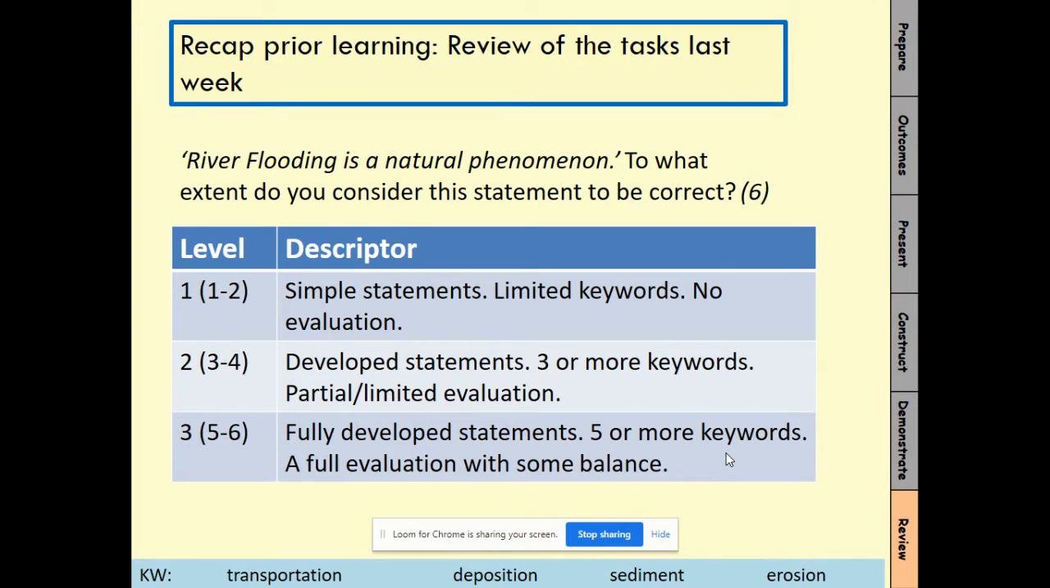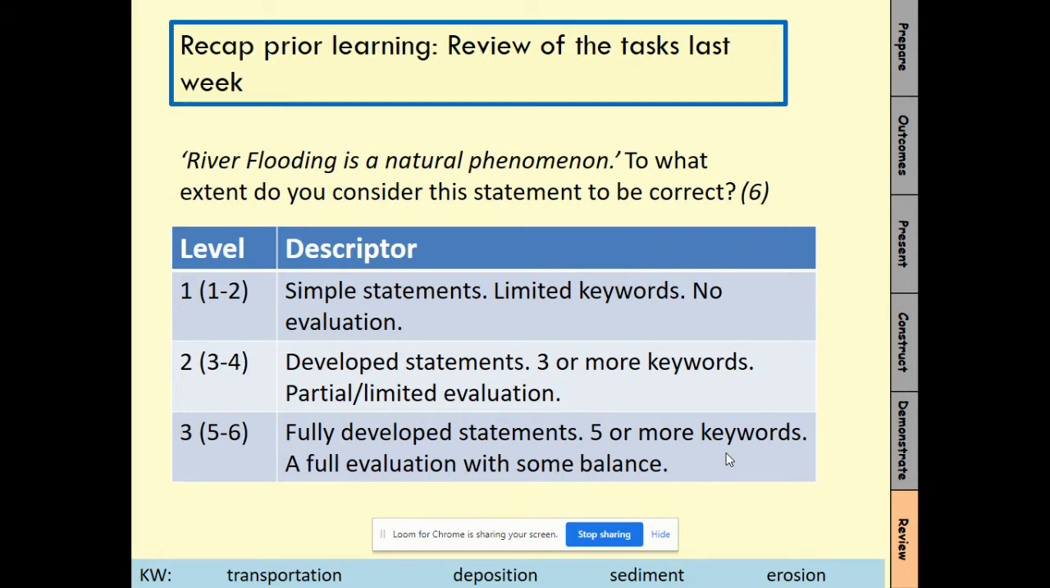This is a simplified mark scheme from your question last week. Most mark schemes follow the same pattern. They're not grades, but they split your answer up into 3 levels. Level 1 is always where it says simple statements. So you may have said river flooding is caused by rain, or river flooding is caused by heavy rainfall. Developed statement: river flooding is caused by heavy rainfall.